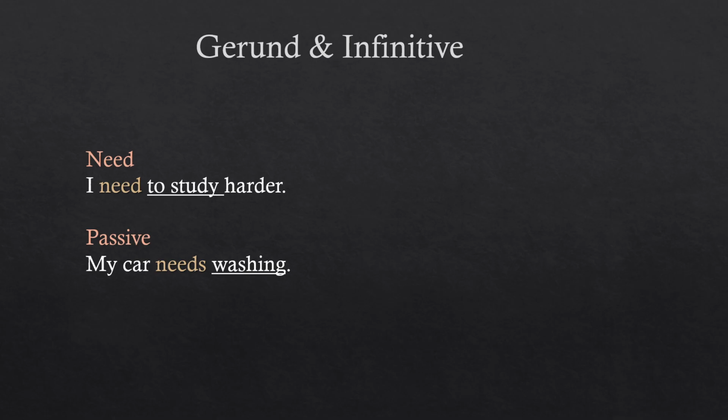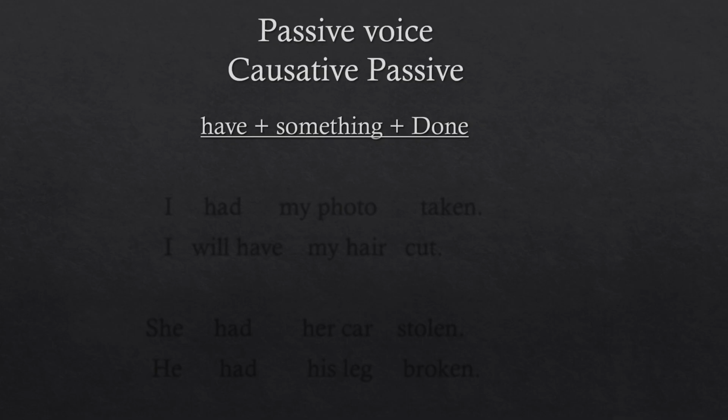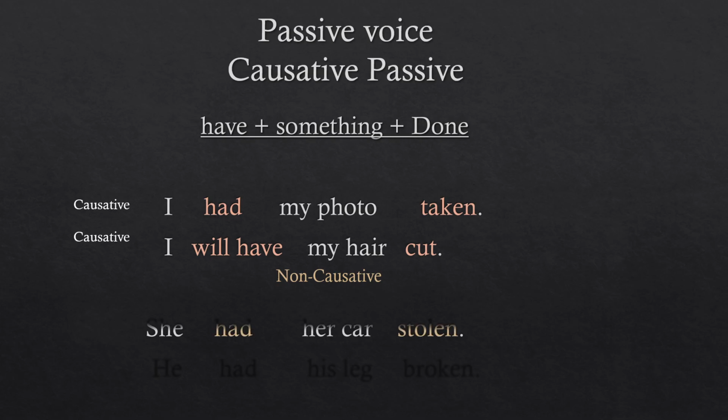And here, as a revision, we have a quick revision of passive, causative, passive. If you remember, I had my photo taken. I will have my hair cut. She had her car stolen, and he had his leg broken.